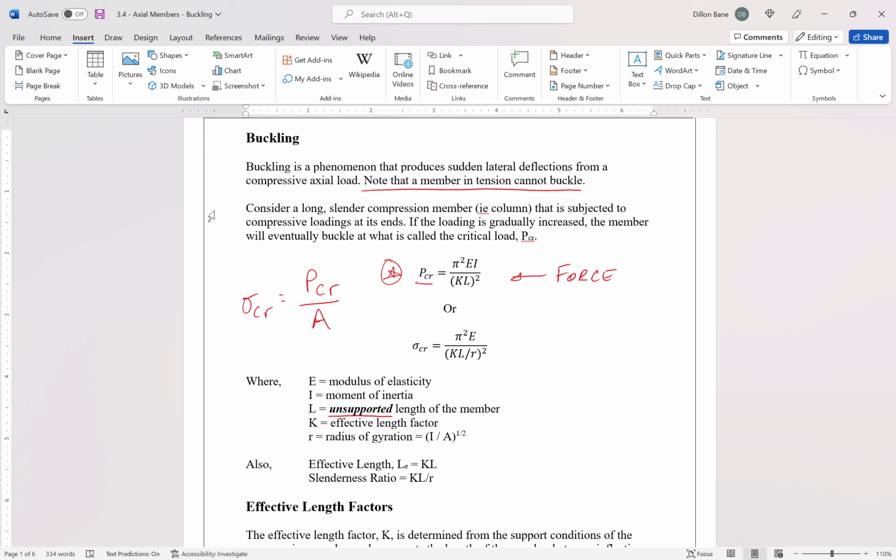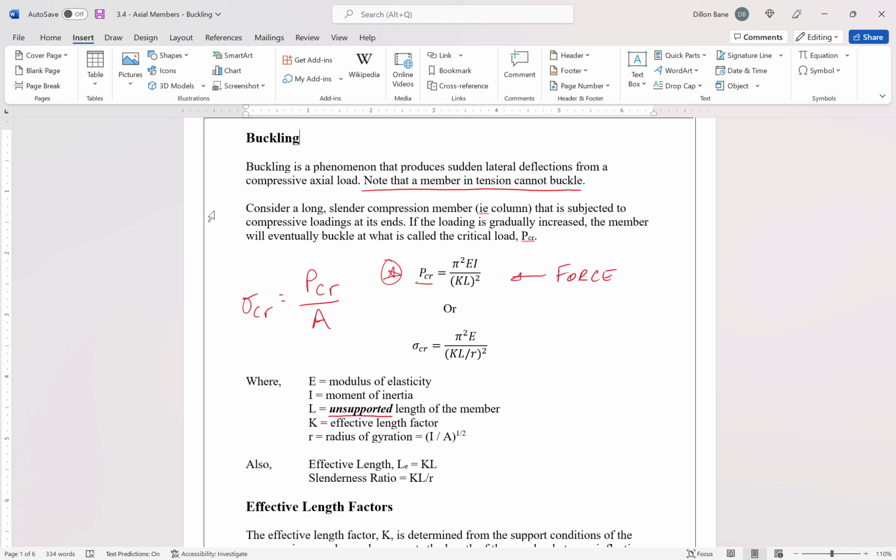Obviously, the variables in the numerator, as they get bigger, our P critical gets bigger, and the variables in the denominator, as they get bigger, our P critical will get smaller, right? We all know how math works. So let's take a look at this. Let's just say I have a column of some unknown material. Does it make sense that if I increase the modulus of elasticity of the column, that our P critical will increase? I believe it should, right?